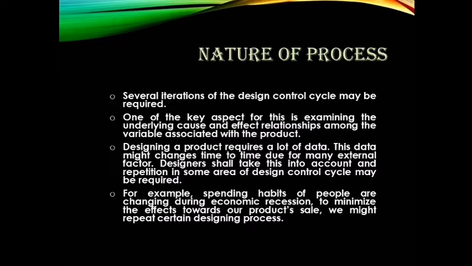One of the key aspects for this is examining the underlying cause and effect relationships among the variables associated with the product. When we design a product, we are working with a lot of data. This data might change from time to time due to many external factors. As designers, we shall take this into account, and repetition in some areas of the design control cycle may be required. For example, we discover that the spending habits of people are changing during the economic recession. To deal with this, we shall iterate some of the design processes that we did, like pricing or marketing, to meet the new norms.